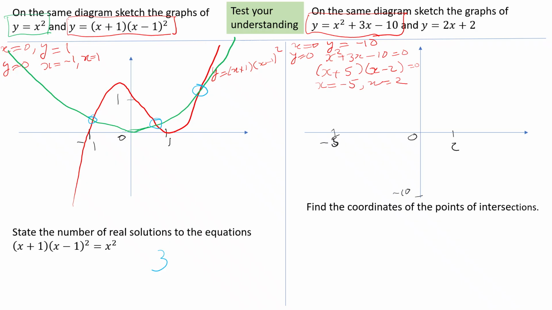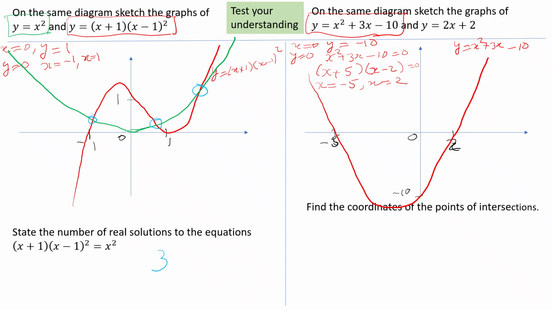Now I'm going to draw the graph. So this is a positive x squared, so the quadratic graph has a minimum point. The minimum point is at the middle of the roots, negative 5 and 2. So I'm going to draw the graph. This is y equals x squared plus 3x minus 10.